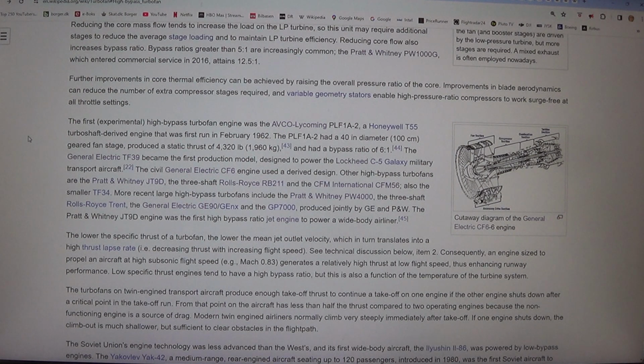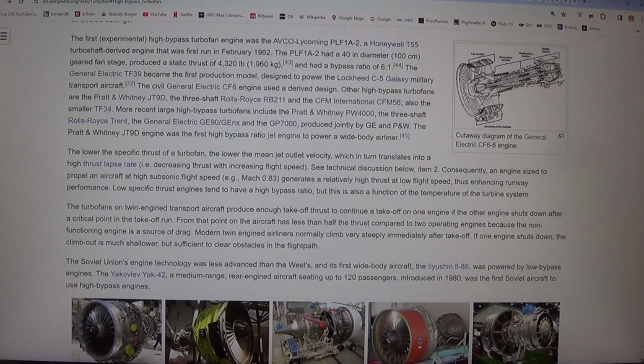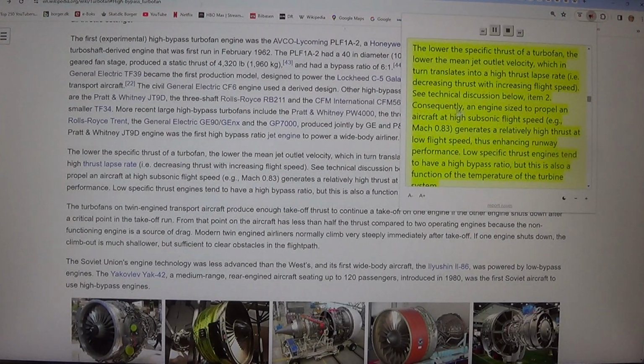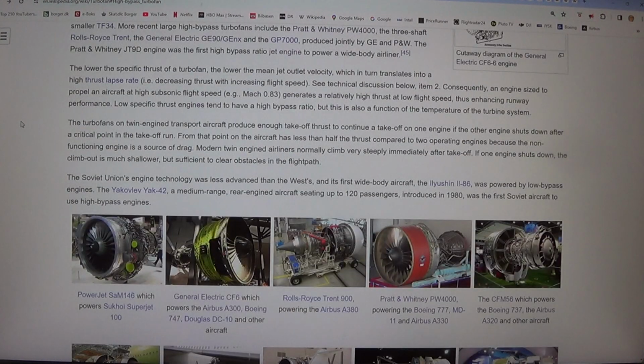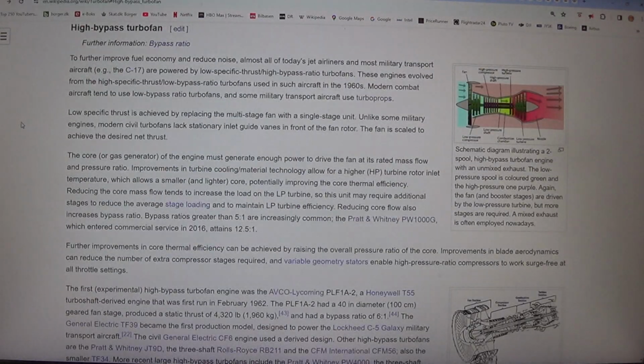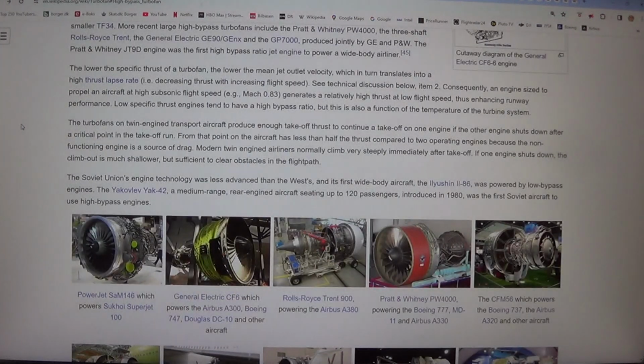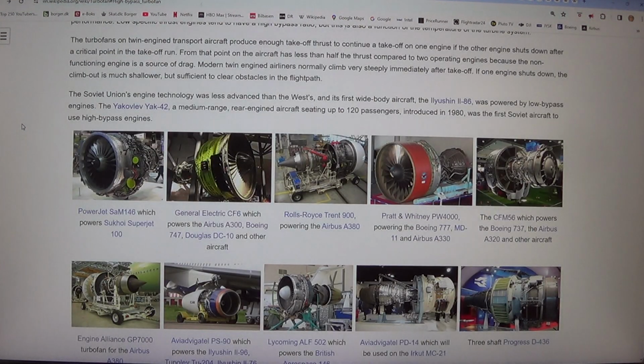The lower the specific thrust of a turbofan, the lower the mean jet outlet velocity, which in turn translates into a high thrust lapse rate, i.e. decreasing thrust with increasing flight speed. See technical discussion below, Item 2. Consequently, an engine sized to propel an aircraft at high subsonic flight speed, for example, Mach 0.83, generates a relatively high thrust at low flight speed, thus enhancing runway performance.